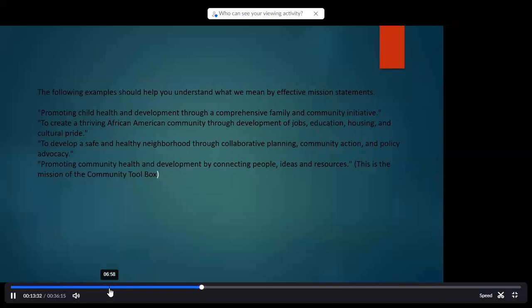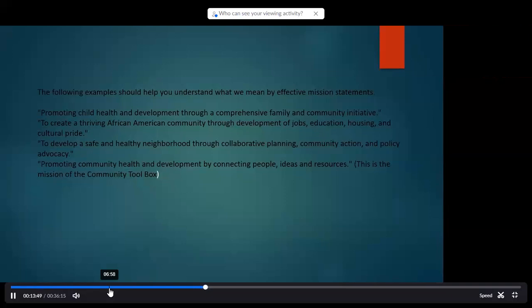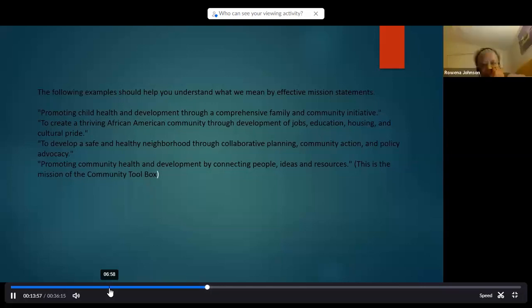Like, for example, the first issue is dealing with health. And they say, what do we plan to do? Well, we're going to promote health and development through a comprehensive health initiative. A safe community to develop a safe and healthy neighborhood where collaborative planning, community action, and policy advocacy.